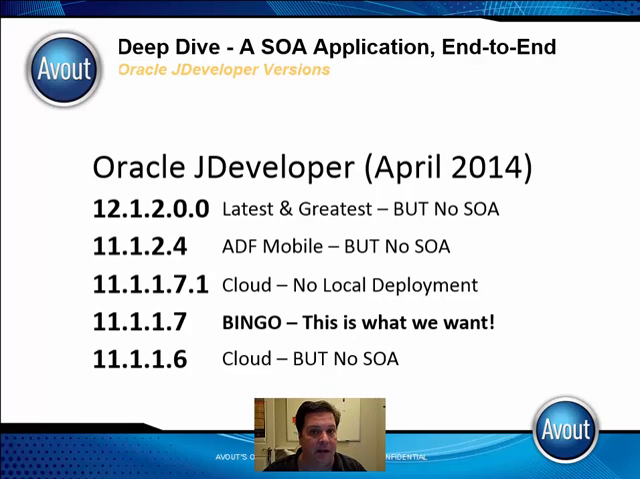So I'm going to be using 12.1.3. I'm going to be using Oracle WebLogic 11G, and I'm going to be using an Oracle 12c database as my backend. Why use Oracle JDeveloper?